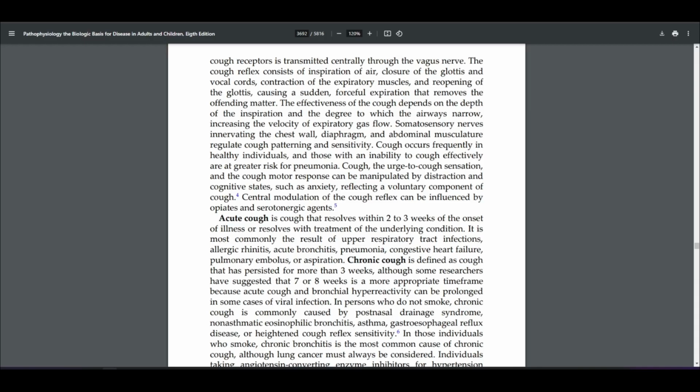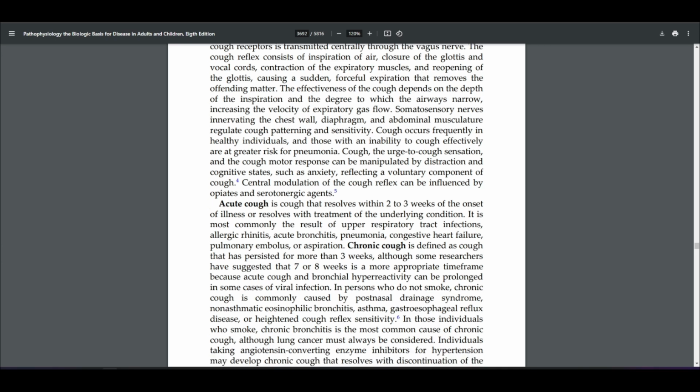Central modulation of the cough reflex can be influenced by opiates and serotonergic agents. An acute cough is a cough that resolves within 2 to 3 weeks of onset of illness or resolves with the treatment of an underlying condition. It is most commonly the result of an upper respiratory tract infection, allergic rhinitis, acute bronchitis, pneumonia, congestive heart failure, pulmonary emboli, or aspiration.